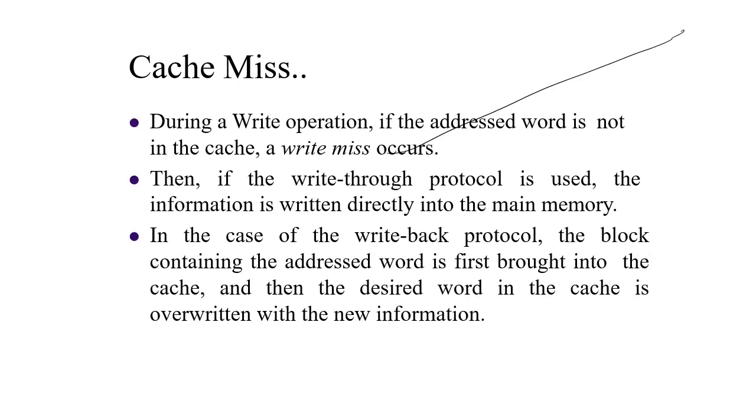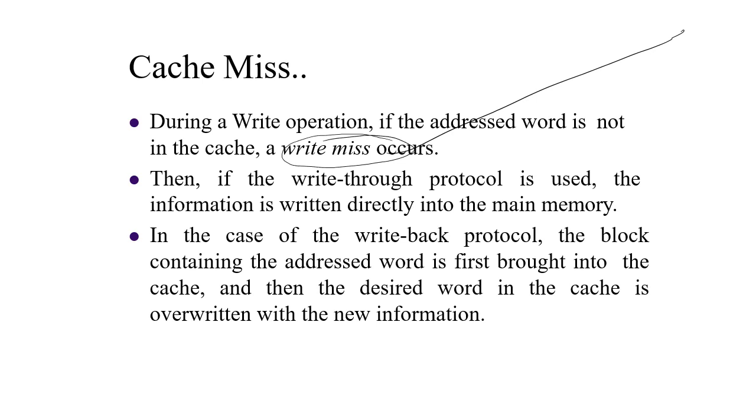As in the case of read miss, which occurs when the addressed word is not present in the cache, similarly, if a processor wants to write some result back into the cache memory and that particular address is not present in the cache, such a state is called a write miss. In such conditions, a write miss occurs. Write miss occurs when the addressed word to which the data has to be written is not present in the cache memory.